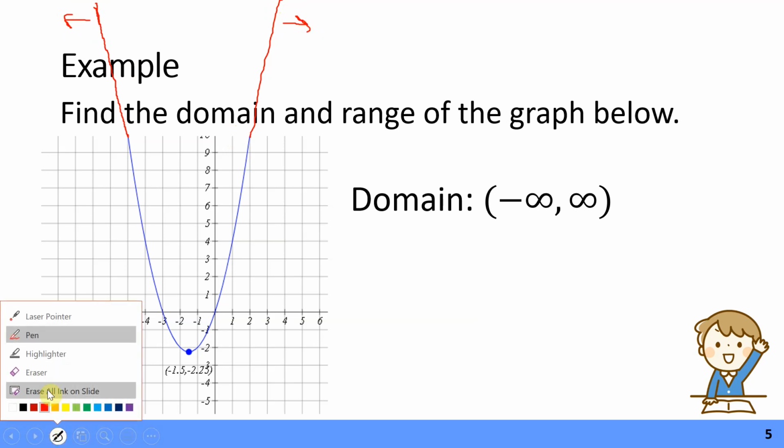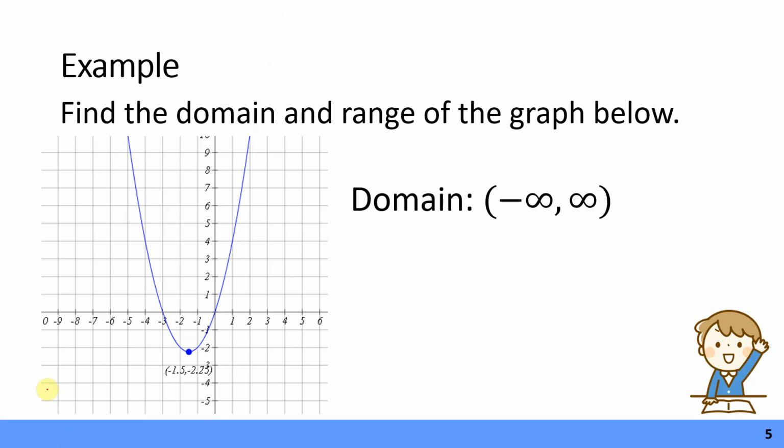Now, the range. Remember, if you look at the notes on the previous slide, the range is how far does the graph go down and how far does it go up. So this graph never passes more than this point. That's the lowest point on the graph. So that is where my range starts. Now remember, range is the y value. So what's the y value here?